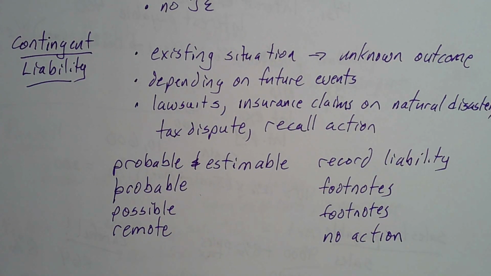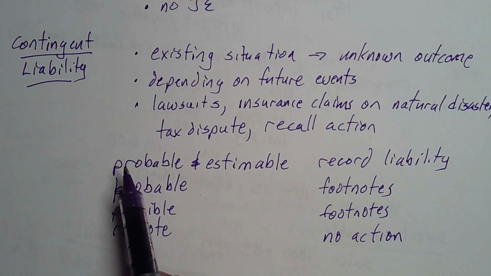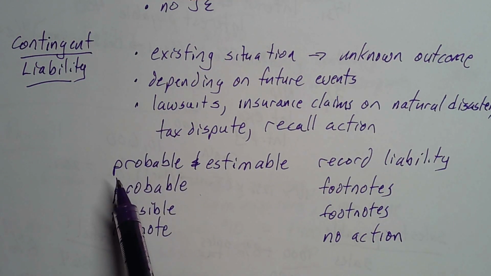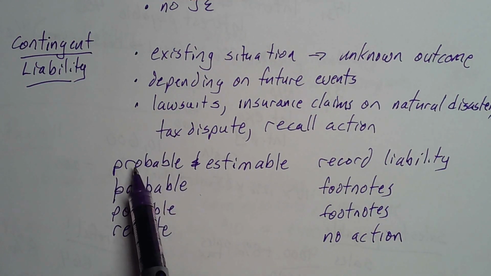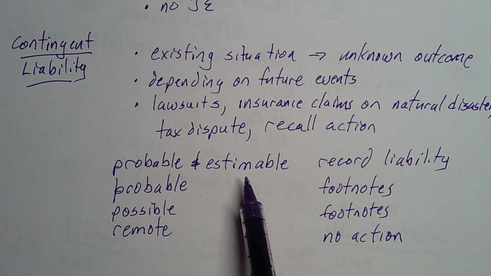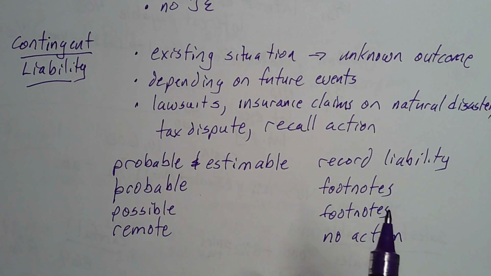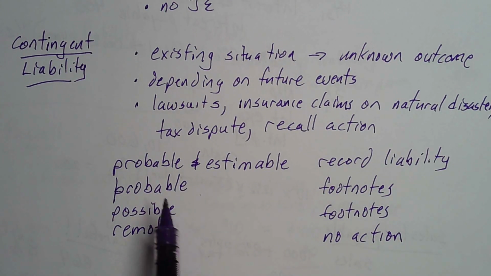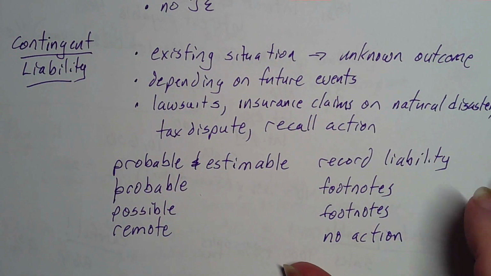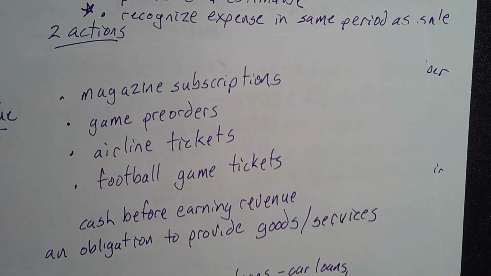Most of the time, especially for a lawsuit, we don't want to inform the other side that, yes, we think we're going to lose, and by this much. But there are certain situations where everyone knows, like, for example, an oil spill. Everyone knows you're at fault and something's going to come about it. So in order to state the obvious, you might want to go ahead and record a liability, a contingent liability.